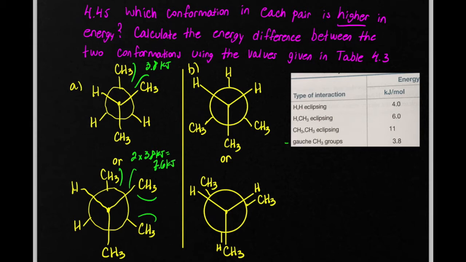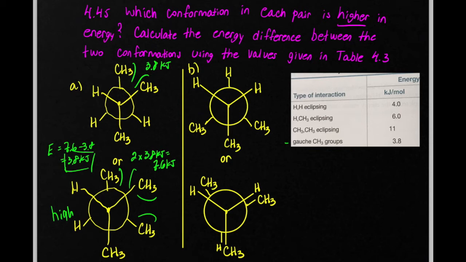So you would just take the higher energy minus the lower, and that's the energy difference, right? So the energy difference is 3.8 kilojoules per mole. And that's the energy difference between the bottom structure and the top structure. So this is the higher energy, and that's the energy difference.